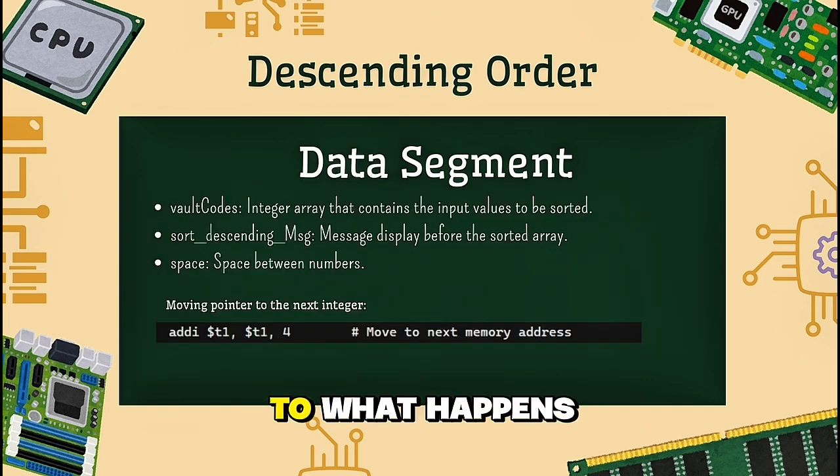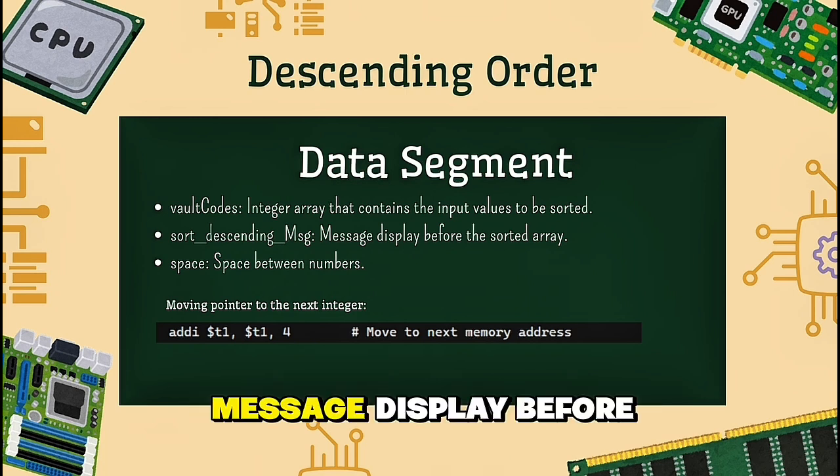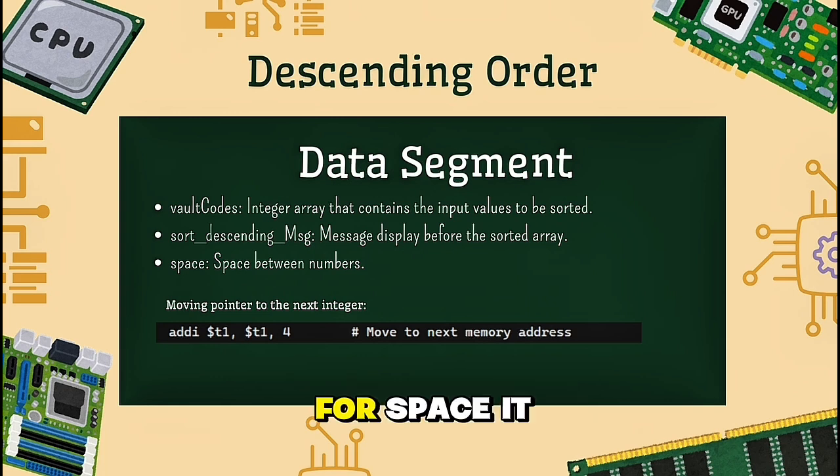We move on to what happens in data segment. For bulk codes, it is an integer array that contains the input values to be sorted. For sort, there's a sort descending message displayed before the sorted array. For space, it is for space between numbers. Moving the pointer to the next integer is immediate. Register T1 equals register T1 plus 4. The comment is move to next memory address.